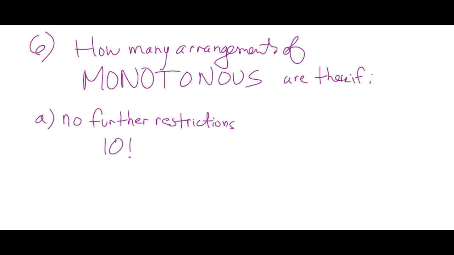Yeah? 10 factorial? Agree? Yes? No? This is why you guys always get these questions wrong. You don't have a clue. There's repeating letters. If there's repeating letters, we can't tell M-O-N-O if it's the first O and the second O, or if we replace the O's, right? If we start swapping the O's around, we can't tell. So we look for repeating letters.